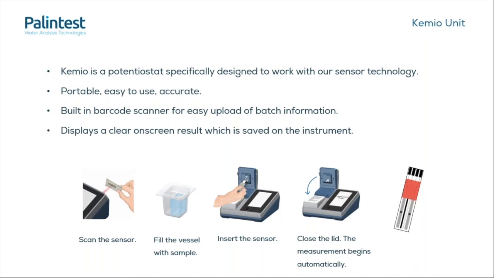The instrument will warn you if it's a mismatch. You'll then fill your vessel with a sample, insert the sensor into the instrument and close the lid, and that's it really. The instrument will begin the measurement automatically, and within a minute's time you'll have your results. So it's very easy to use.